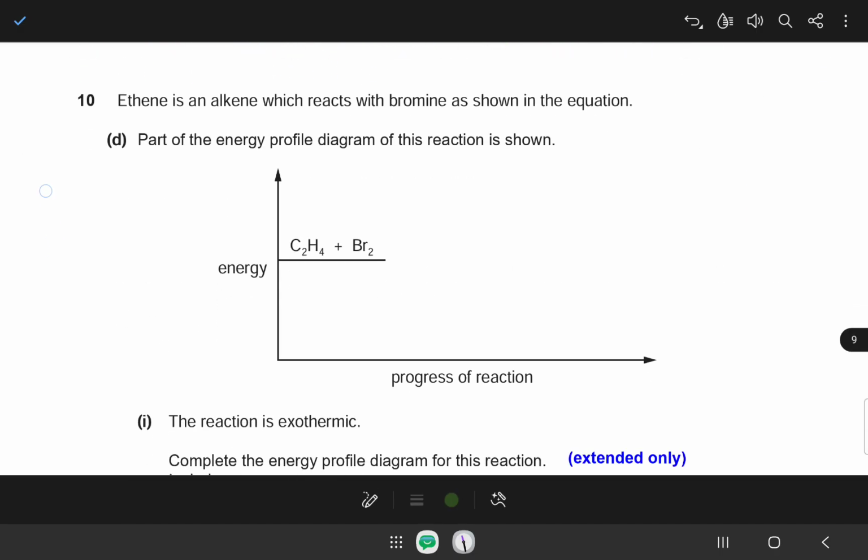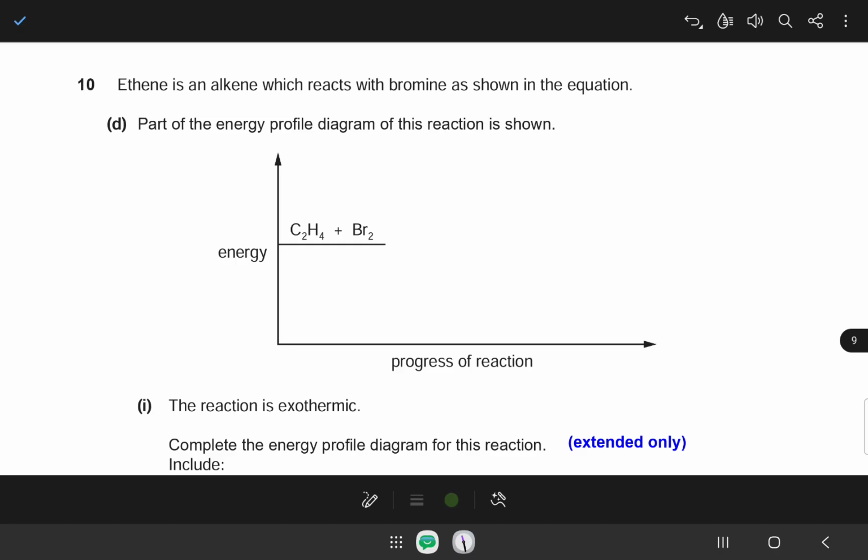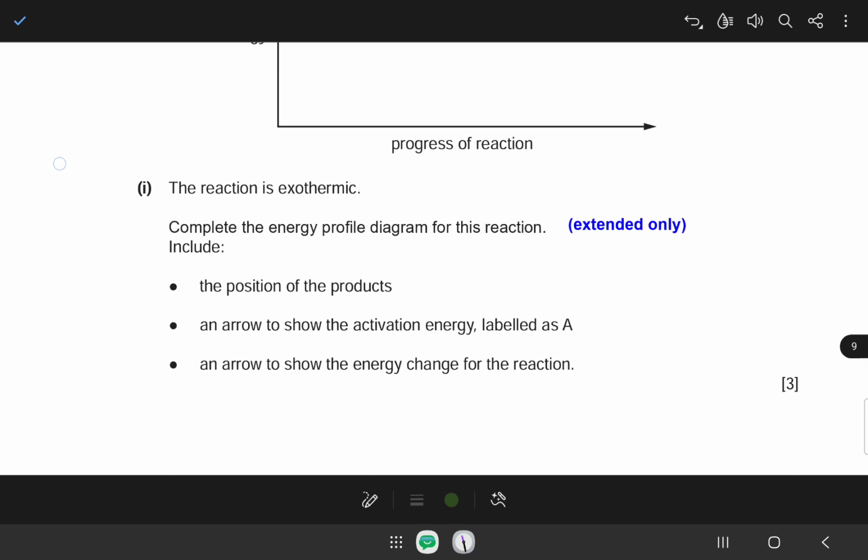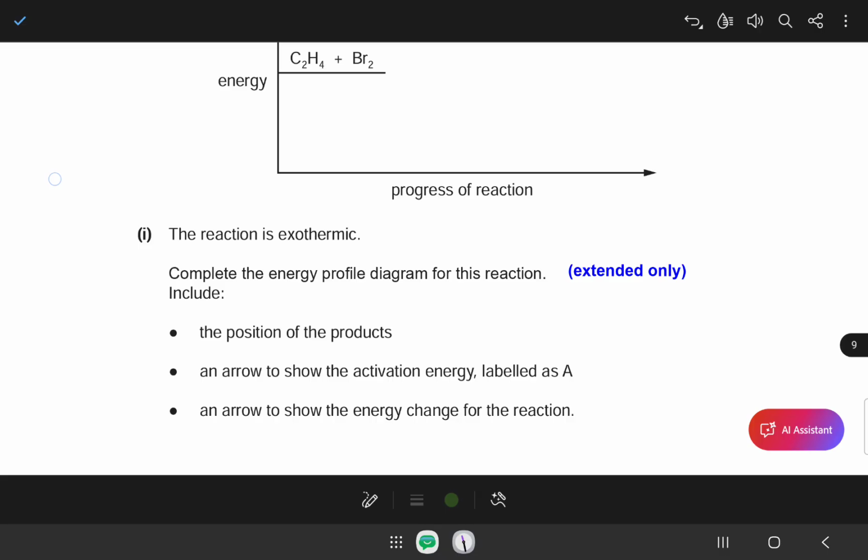So this is going to be our last question. Ethane is an alkane which reacts with bromine as shown in the equation. Part of the energy profile diagram is shown. So this is incomplete. The reaction is exothermic. Complete the energy profile diagram for this reaction. Include the position of products, an arrow to show the activation energy labeled as A, and an arrow to show the energy change for the reaction.